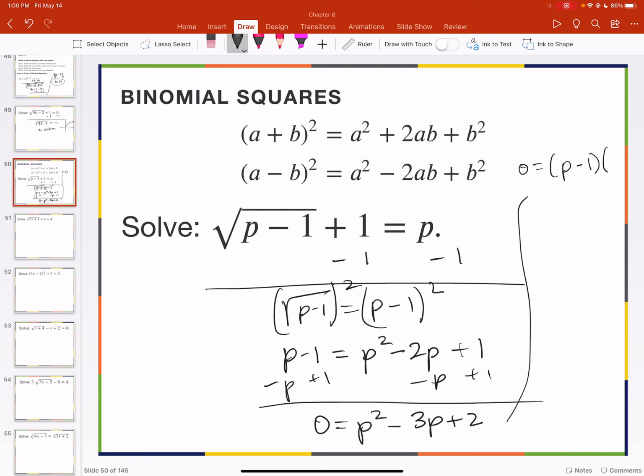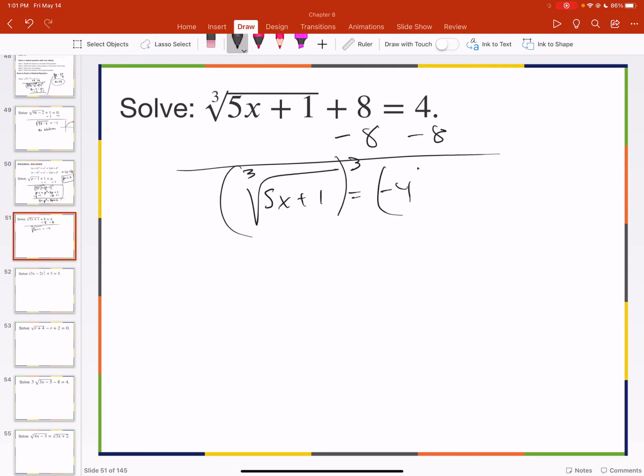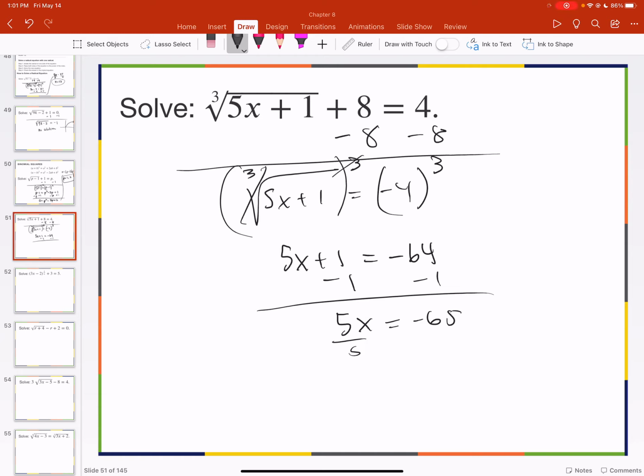All right, let's solve another one. We have here a cube root. This is now a different radical, right? It's not squaring anymore. So let's go ahead and solve this. We have the cube root of 5x plus 1 is equal to negative 4. Let's take the cube of both sides. We get 5x plus 1 is equal to negative 64. So minus 1, 5x is equal to negative 65. Divide by 5. x is equal to negative 13. And that's fine because it's a cube root. We don't have to worry about that.